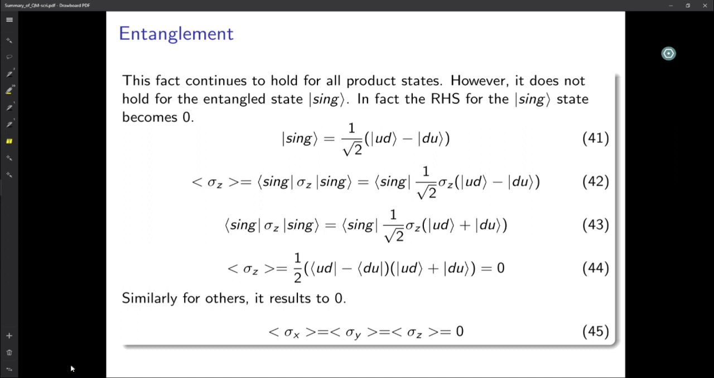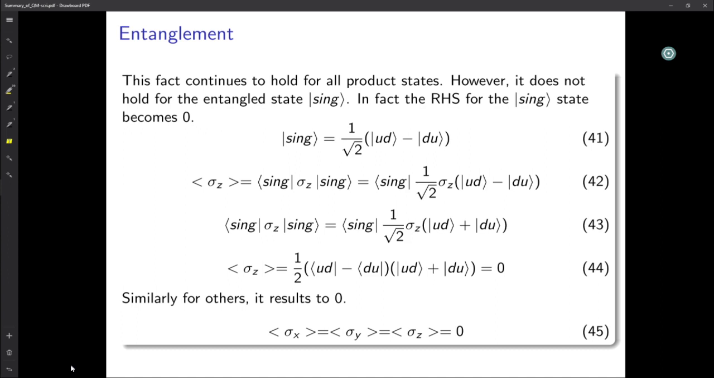If I do the product, we have also seen that there are two different products from the triplet. So I have 1 by root 2 times ket of ud plus ket of du. So my sigma z would be half of ud minus du times ud plus du, which is 0. Similarly for all the other spin vectors, the average value just tends to be 0. So this is an anomaly, because if I just do the square and sum, still it should give me 0, but it doesn't.